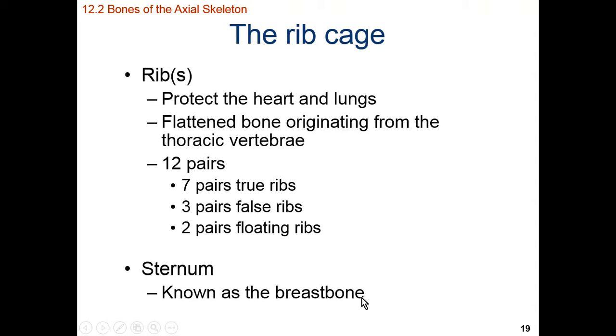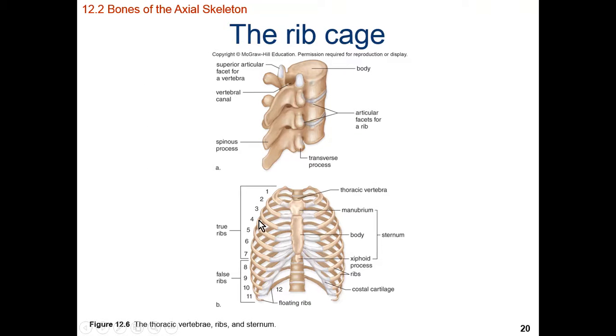So, over here, there's 3 pairs of false ribs. This is a typo. This should be 5 pairs of false ribs. Let's look at this figure over here. Here we can see the rib cage.